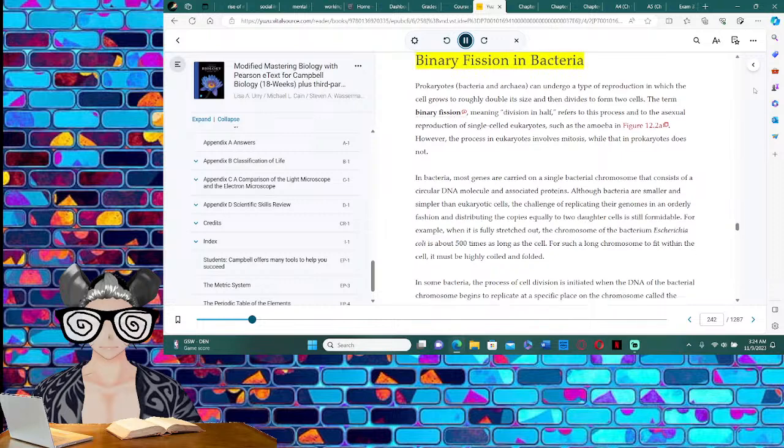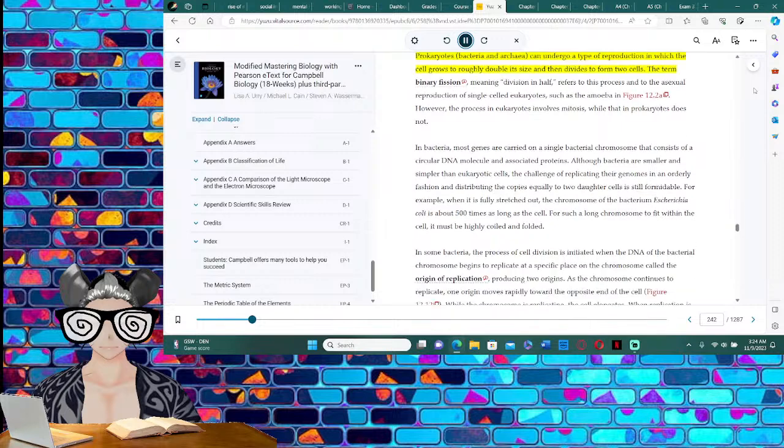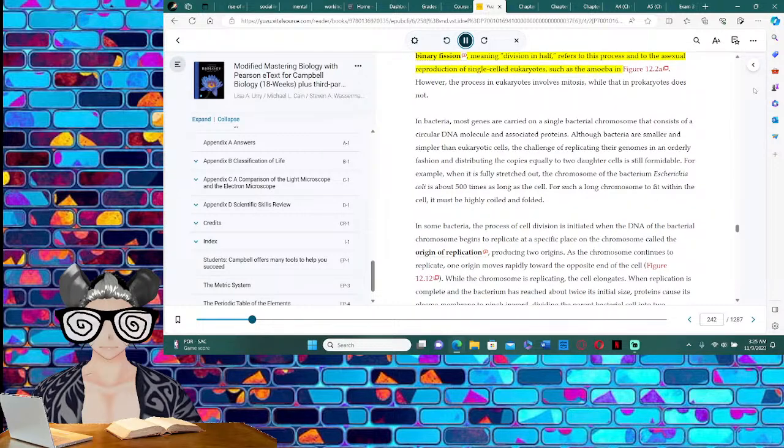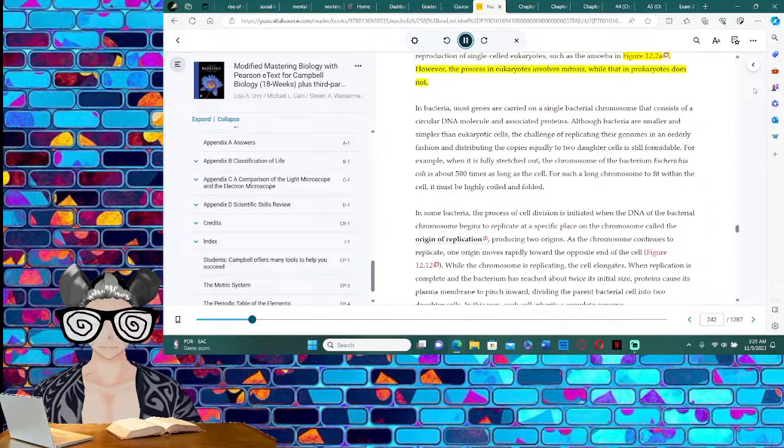Binary fission in bacteria. Prokaryotes, bacteria and archaea, can undergo a type of reproduction in which the cell grows to roughly double its size and then divides to form two cells. The term binary fission, meaning division in half, refers to this process and to the asexual reproduction of single-celled eukaryotes, such as the amoeba in Figure 12.2a. However, the process in eukaryotes involves mitosis, while that in prokaryotes does not.